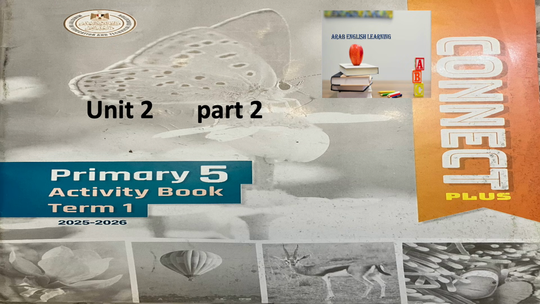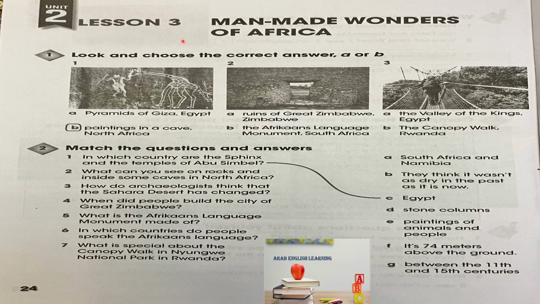Let's start. Page 24, Lesson 3, Man-Made Wonders of Africa. Exercise 1, look and choose the correct answer, A or B. The first one is paintings in a cave, North Africa. 2. Ruins of Great Zimbabwe. 3. The Canopy Walk, Rwanda.